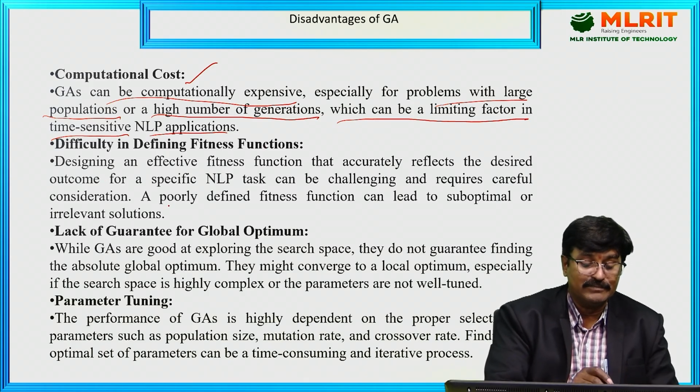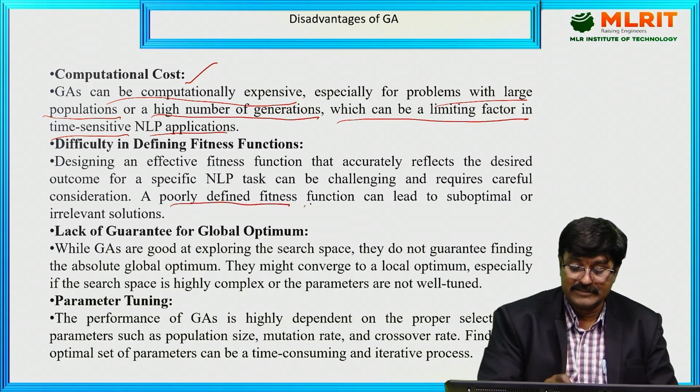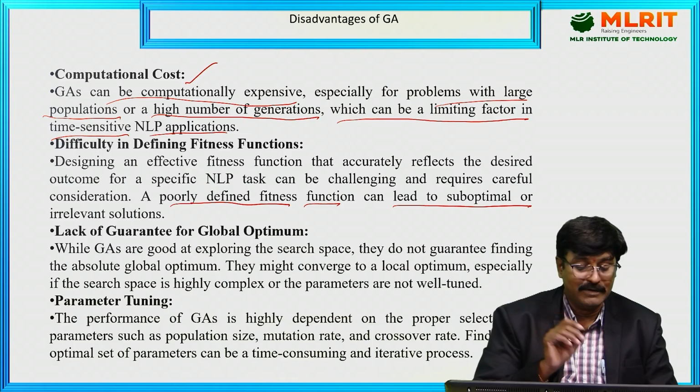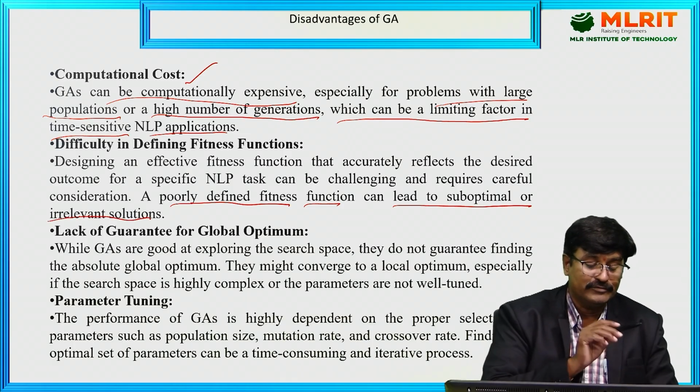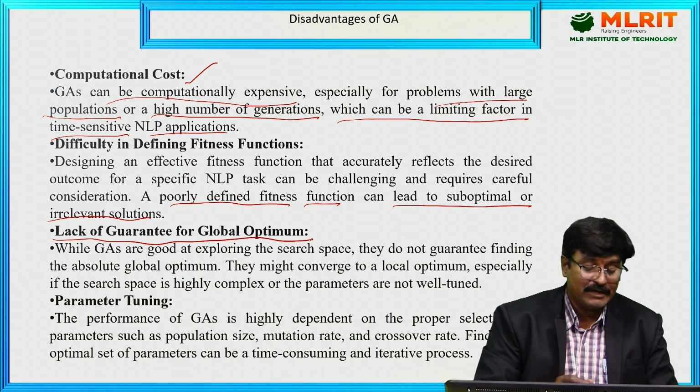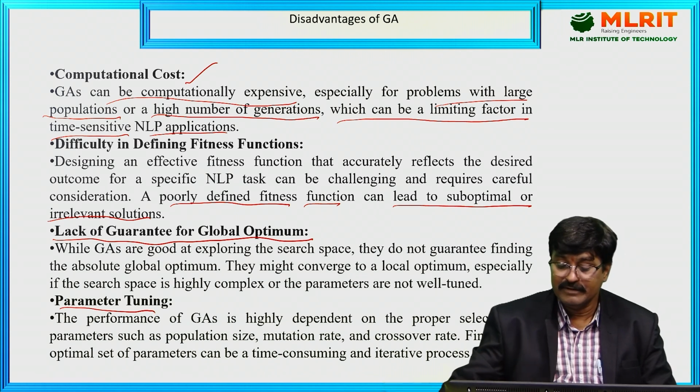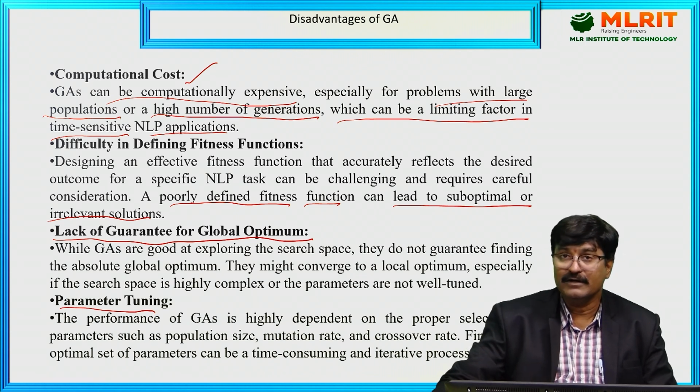Based on the fitness function, if the fitness function is improper, then you may not get the proper result. A poorly defined fitness function can lead to suboptimal or irrelevant solutions. There is also a lack of guarantee for the global optimum; you may not get the global optimization. Parameter tuning is also a little bit difficult in these cases. These are the drawbacks of the genetic algorithm.